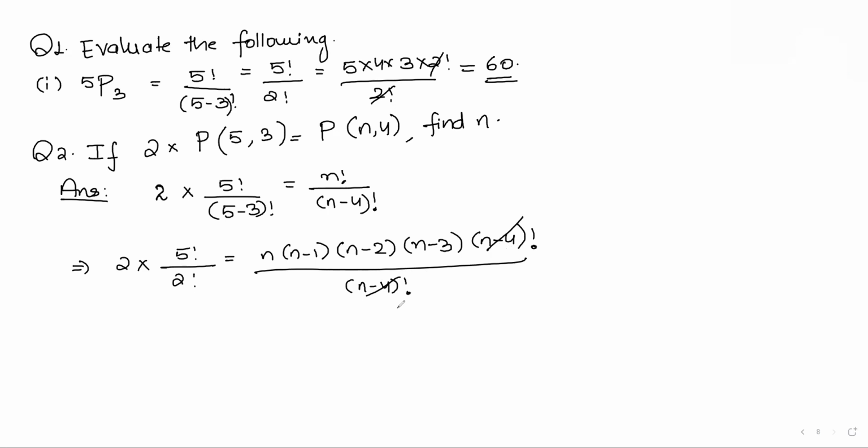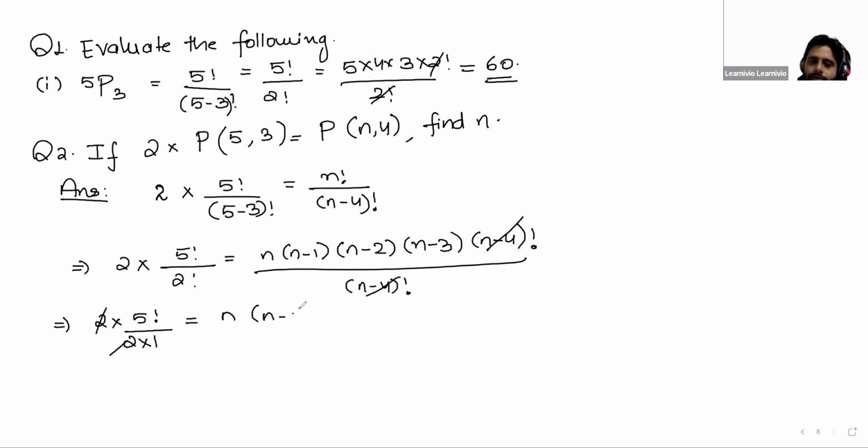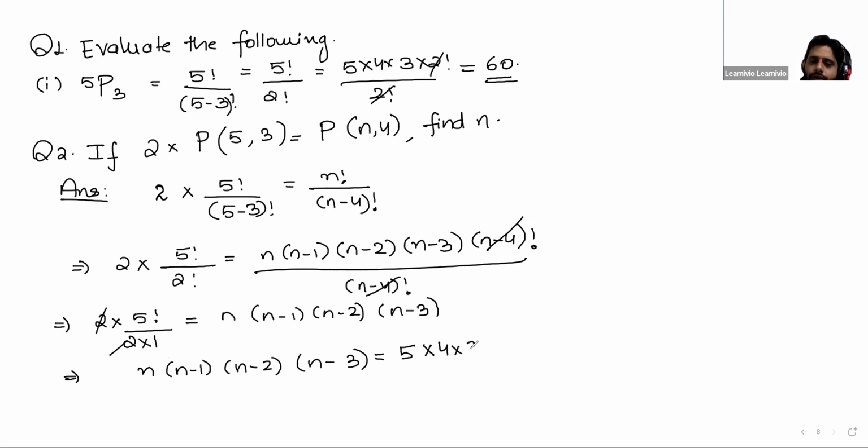Okay. Yes, sir. So in the denominator we have (n minus 2) factorial, then we will expand up to (n minus 2) only. Now this 2 into this is 5 factorial by this is 2 into 1. 2 factorial can be written as 2 into 1. This will cancel out. And this is equal to (n minus 1)(n minus 2)(n minus 3). Now we can write like this: (n minus 1)(n minus 2)(n minus 3) is equal to 5 factorial. 5 means 5 into 4 into 3 into 2.